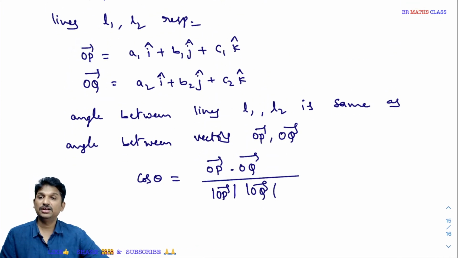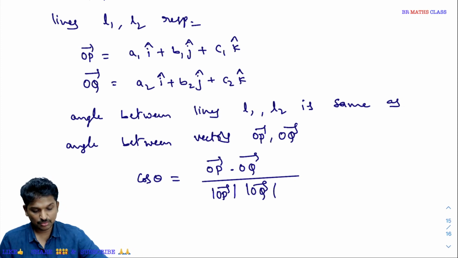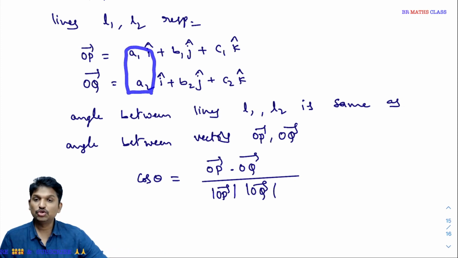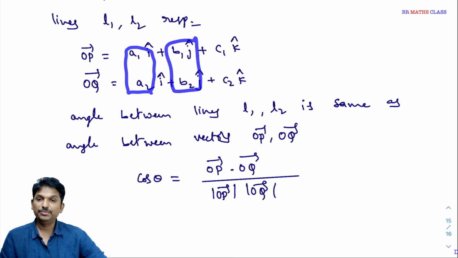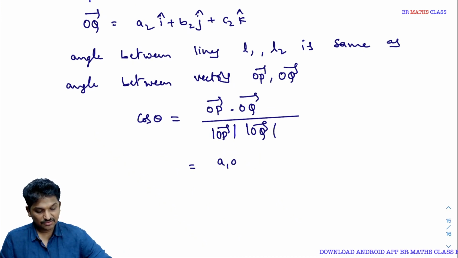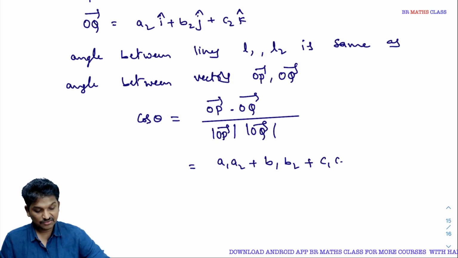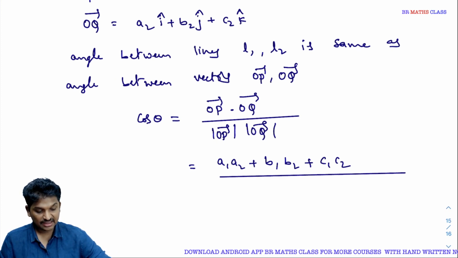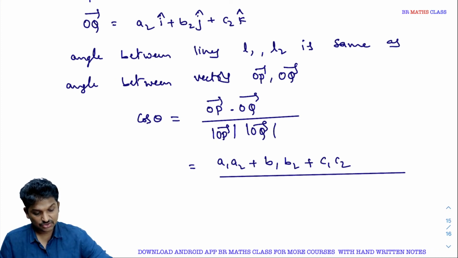Dot product you already know in the vector algebra chapter. What is the formula? OP bar dot OQ bar is what? A1 A2 plus B1 B2 plus C1 C2. Right, the same thing. OP bar dot OQ bar is A1 A2 plus B1 B2 plus C1 C2 divided by the magnitude. What is the magnitude of OP bar?